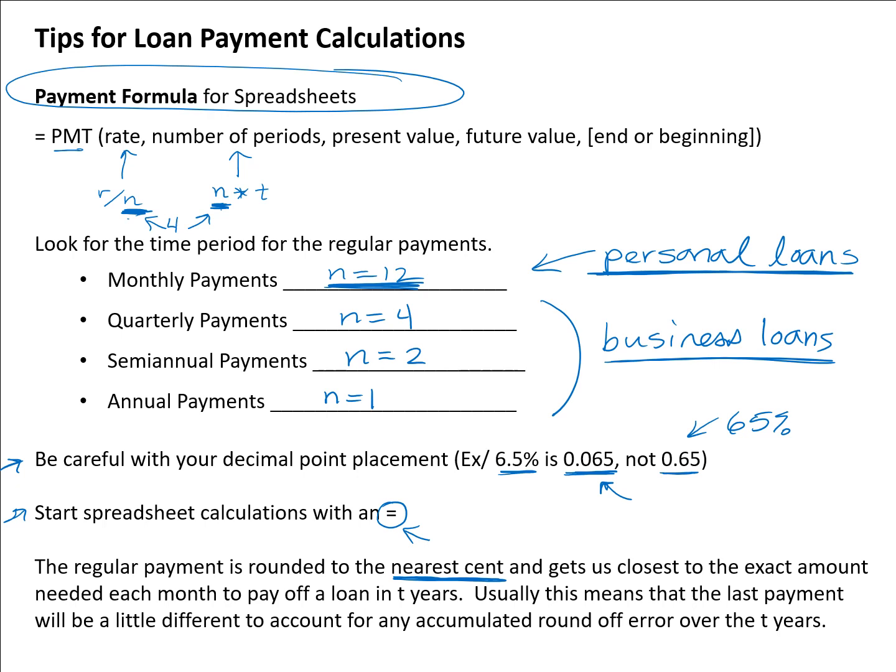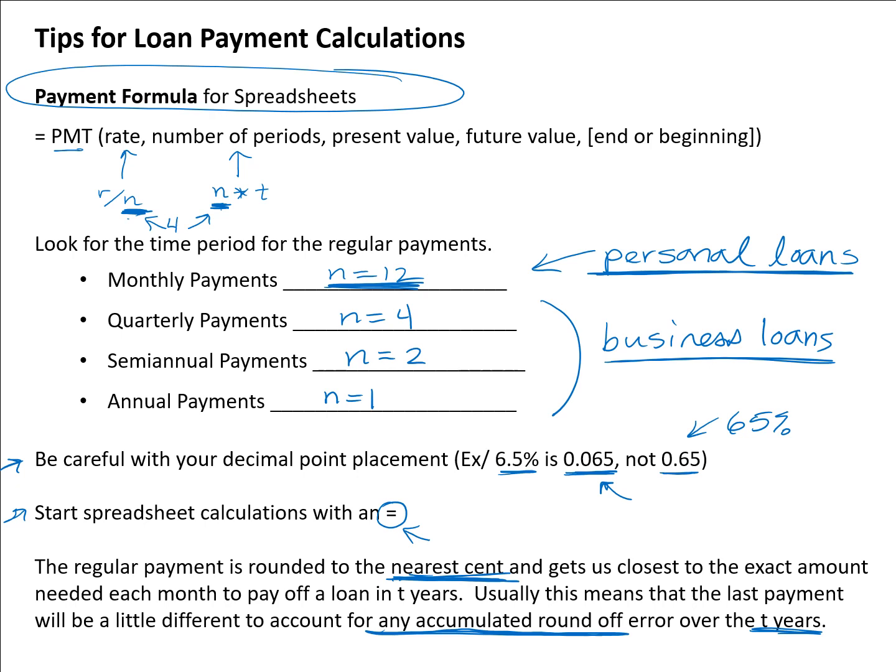What this usually means, though, is that because of round-off error from rounding to the nearest cent, your last payment may not exactly be that regular payment you've been making the whole time, because you will have accumulated some round-off error over the course of the time period of the loan. So your last payment, if the nearest cent had been rounded up, might be a little bit less than your standard monthly payment, or it might be a little bit more if you had rounded down with that regular payment.